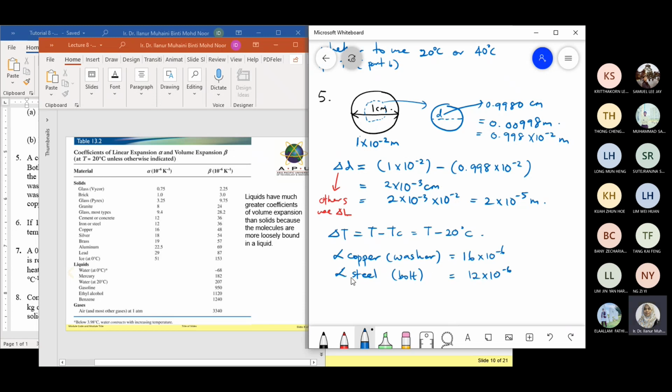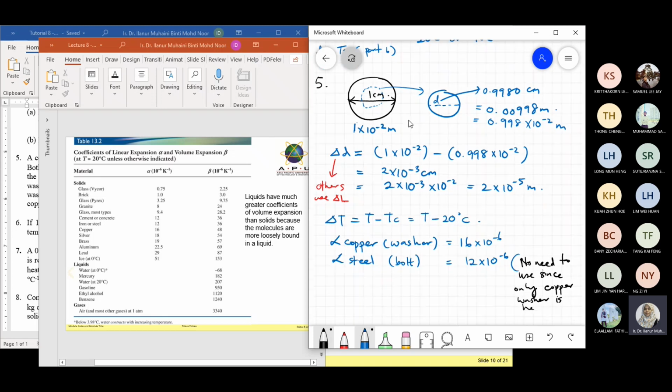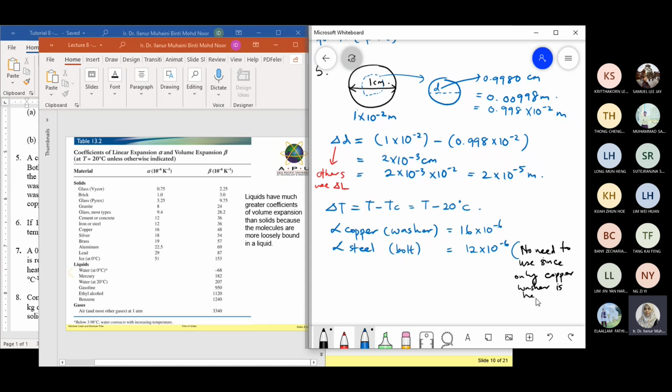Wait, actually, the steel is not heated, only the copper washer is heated. So no need to use it. Sorry, I also didn't look at this. Okay, if both heated, then only you need to use both to find the changes of T later, okay.